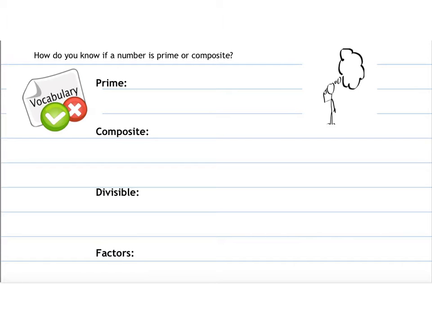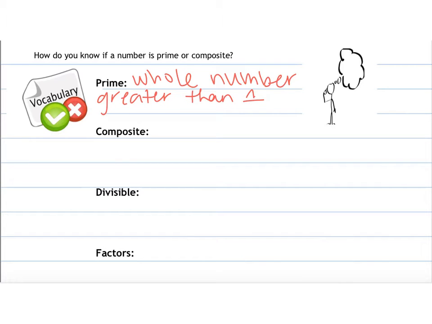Okay, we have some vocab here that needs to be written down. We're looking at how do you know if a number is prime or composite? So we need to know what those words mean. A prime number is a whole number greater than 1, and remember you should be writing these down, and it has two factors, one and itself. Sorry, my handwriting is not the best here. Okay, so that's a prime number.